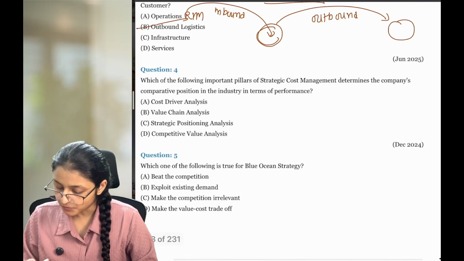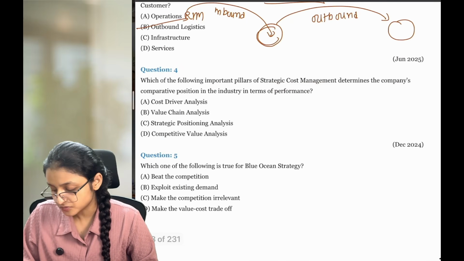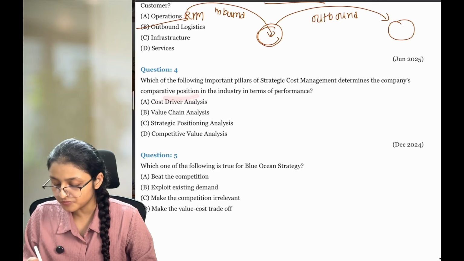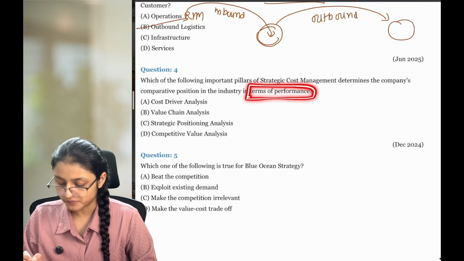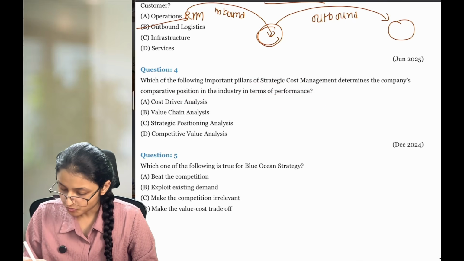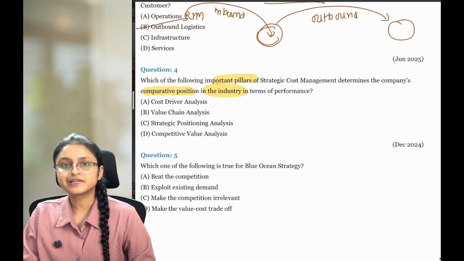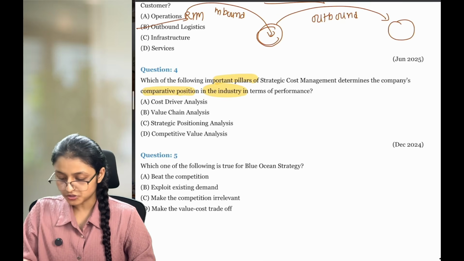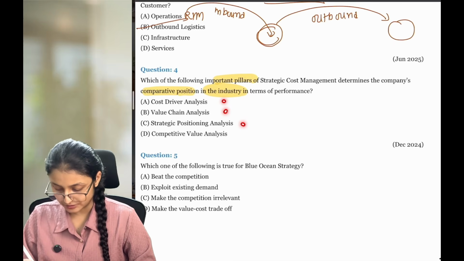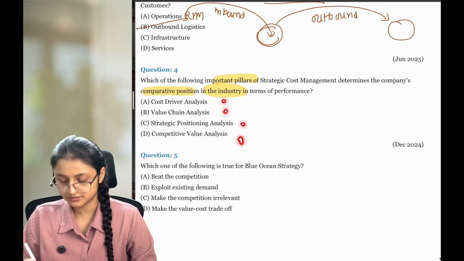Which of the following important pillars of strategic cost management determines the company's comparative position in the industry in terms of performance? So what is the important pillar which is going to focus on comparative position in the industry in terms of performance? It is going to be cost driver, value chain, strategic positioning or competitive value analysis.